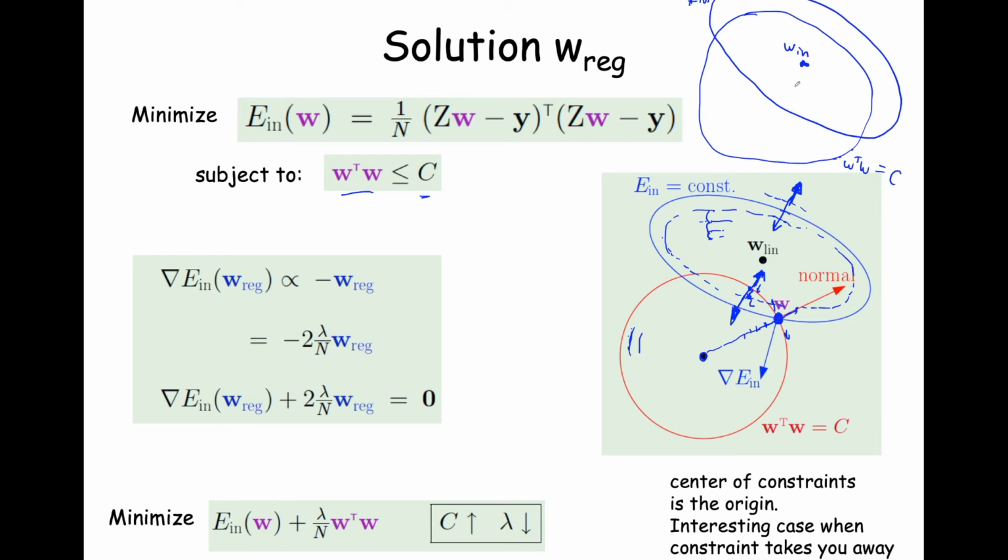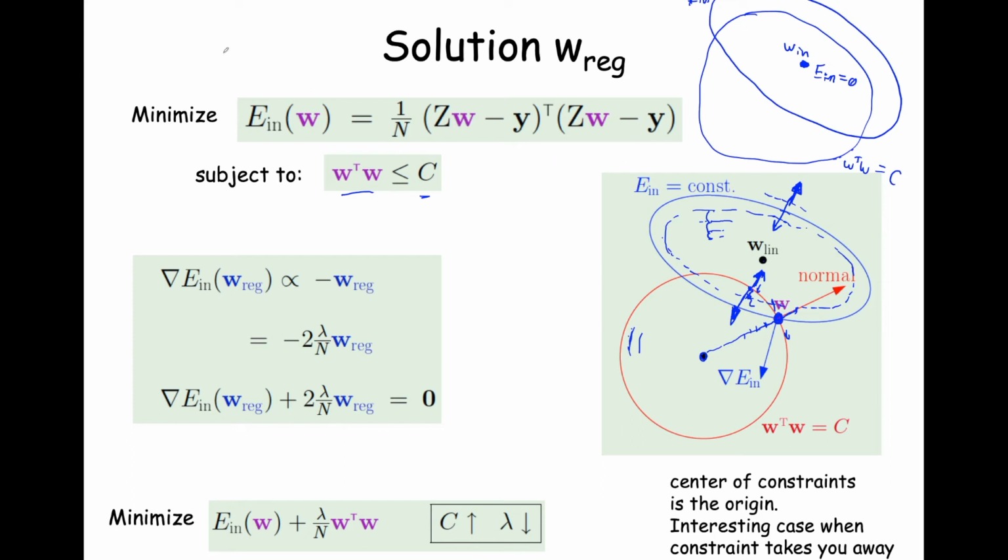Now in that particular case, you're going to be able to get E_in to be exactly 0, because you can still satisfy the constraint and get the W-Lin solution, and that's where your E_in is going to be exactly equal to 0, right? And in doing so, you're effectively ignoring, if you will, the effect of the constraint because your W-Lin falls within this constraint, so you're just going to get E_in equals 0.